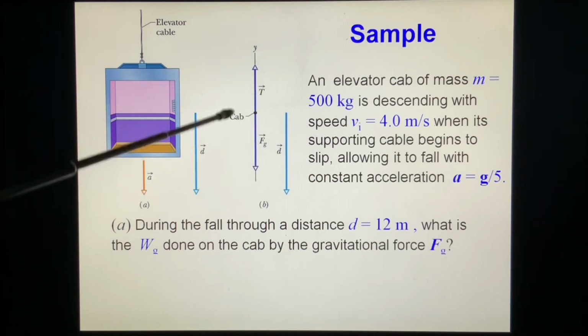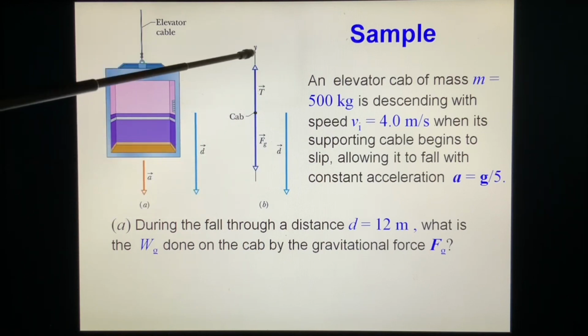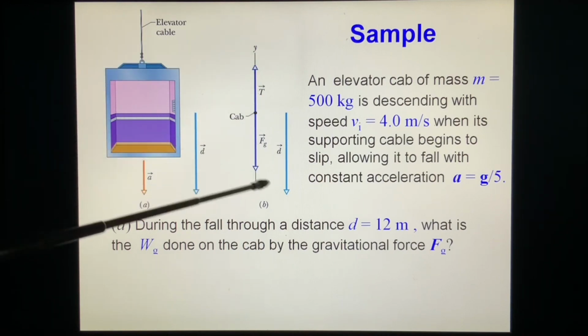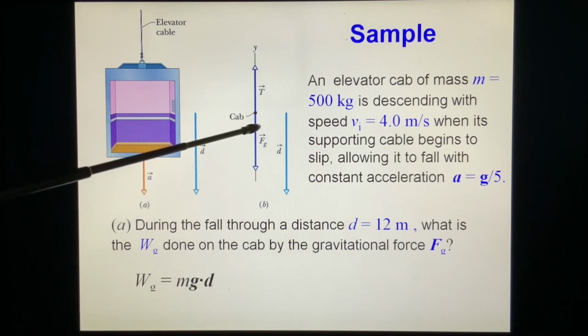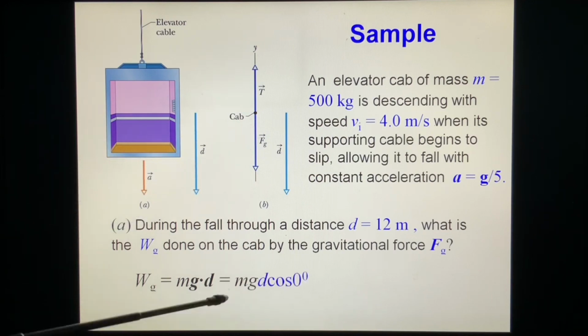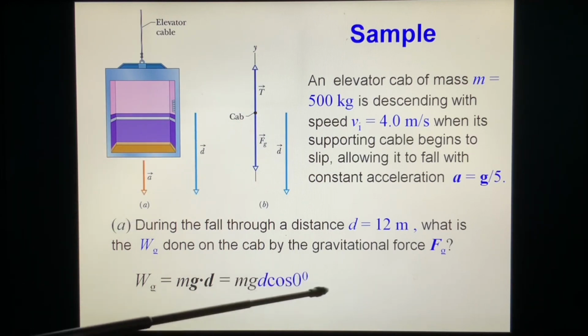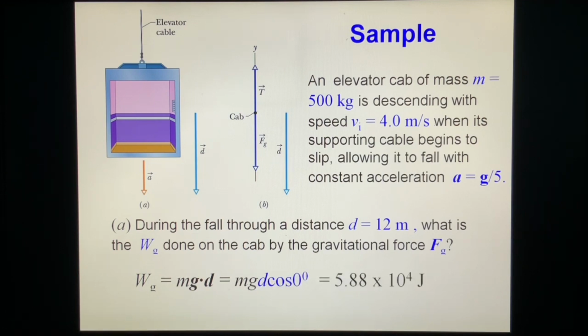We look at the free body diagram. This is the cab, with the pulling force T and the gravitational force F_g, and it is falling down. I want to find the work done. It's very simple: it's the gravitational force dot d. They are in the same direction, so that means mgd cosine 0, which is mgd. We put a number in and we get a number.